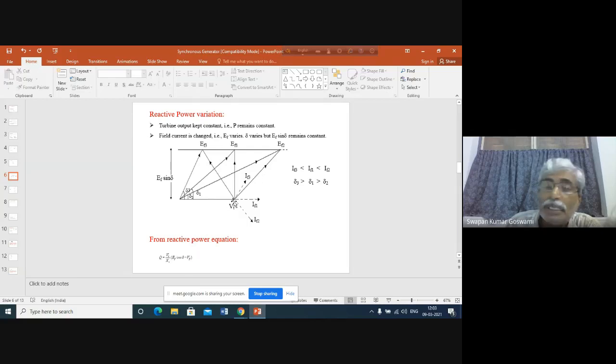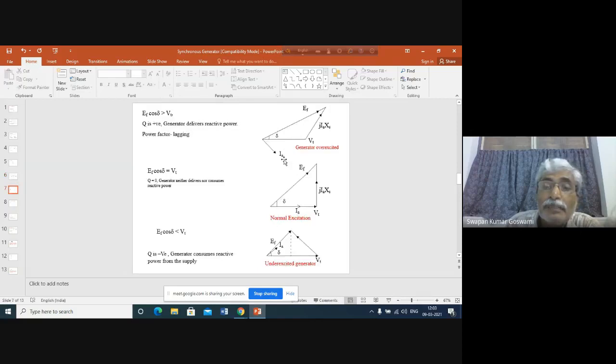Am I clear? So visualize this three-phasor diagram here. We have shown this separately here. This is the terminal voltage, this is the induced EMF, this is the angle delta, and this is IA. The JIA axis is 90° with respect to this vector. Now in this case, since EF cosine delta is greater than VT, Q will be positive.